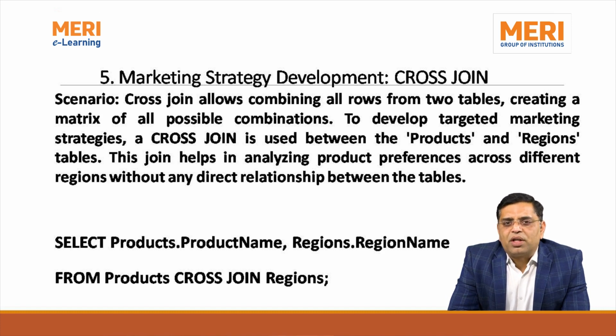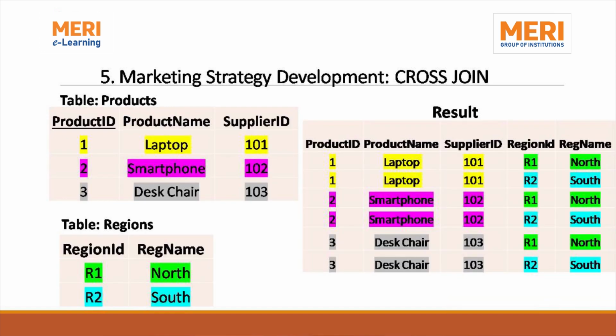The query uses a cross join to combine every row from the products table with every row from the regions table, resulting in a complete set of combinations showing each product paired with each region regardless of any specific relationships between products and regions. This can be useful for analyzing product preferences across different regions. Now let's discuss the cross join with the help of an example.